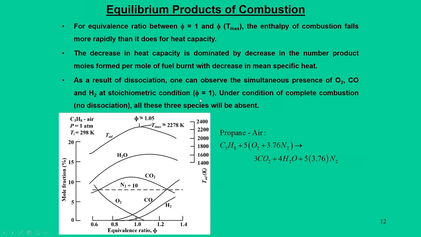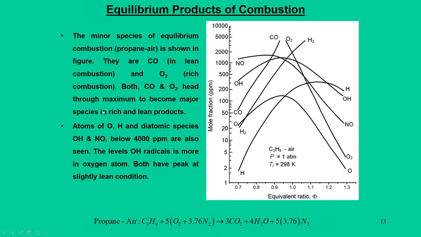And of course, as a result of dissociation, we can see the simultaneous presence of oxygen, CO and H2 at stoichiometric conditions. Under conditions of complete combustion, or no dissociation, all these three species will be absent. So, this is what we see as the equilibrium products of combustion for major species.